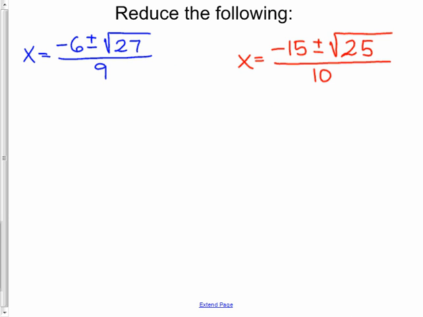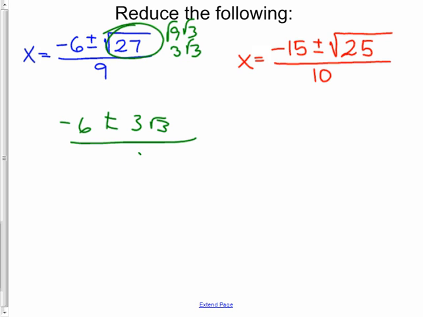Okay. On these, I'm hoping by now you're good at this kind of thing. So that's root 9 and root 3, so it's 3 root 3. So did you have negative 6, plus and minus, 3 root 3, all over 9? Good. Now tell me how to do the next part. Top part.